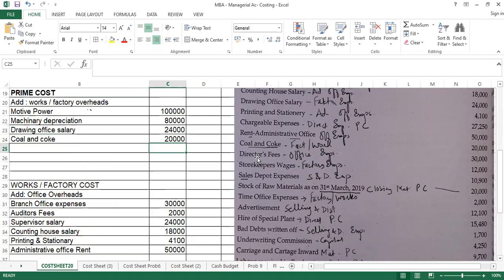Next, after coal and coke, what is that? Kai, next item? Director fee. Is no one else in the class? Just a minute. How many of us are there? Tanvi, Tejaswini, Jay, Sanju. Huh? You can't answer or what?